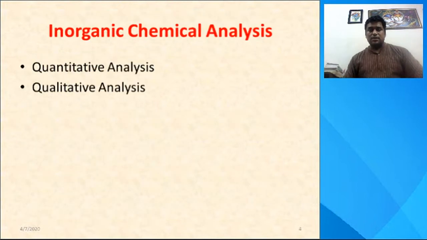Before going into the details of cation analysis, let us understand about chemical analysis, which we can broadly categorize into two categories: quantitative analysis and qualitative analysis. If I remind you about volumetric analysis, gravimetric analysis, complexometric estimation, in all those we report the quantity of the sample, quantity of the analyte. So there we can club them under the category of quantitative analysis, where our interest is to understand what is the quantity of the sample, quantity of the analyte.